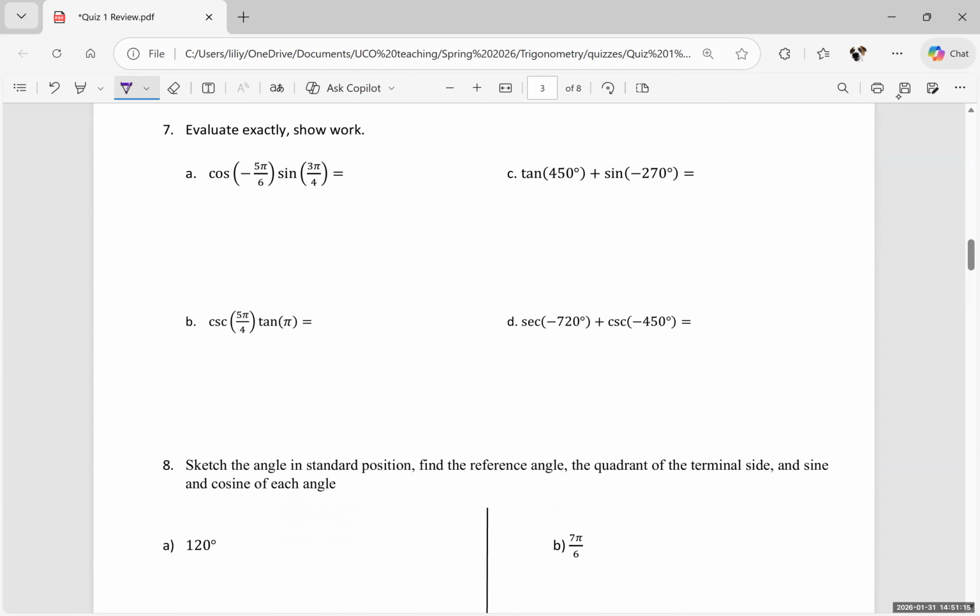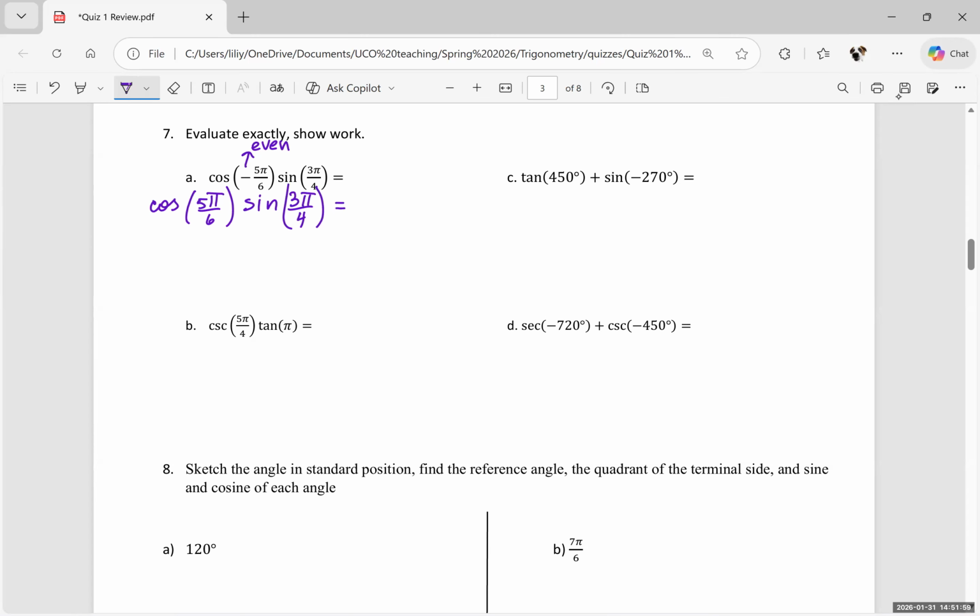All right, number 7, we're evaluating these functions. We're using the unit circle and odd-even identities for the most part. Also probably some reference angles or some coterminals. We'll see. So evaluate exactly, you need to show some work. Both of these angles are on the unit circle, so this one is a little bit easier. The only thing you have to do here is address this negative sign. Cosine is even, so that negative sign just goes away. It's the same as cosine of 5 pi over 6 times sine of 3 pi over 4.